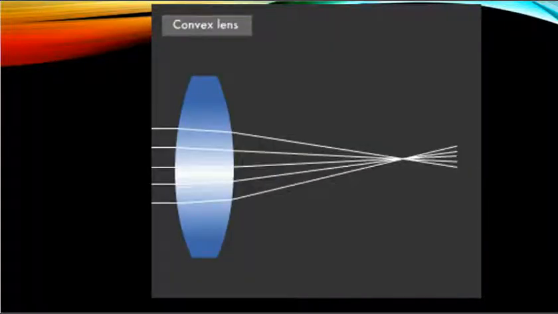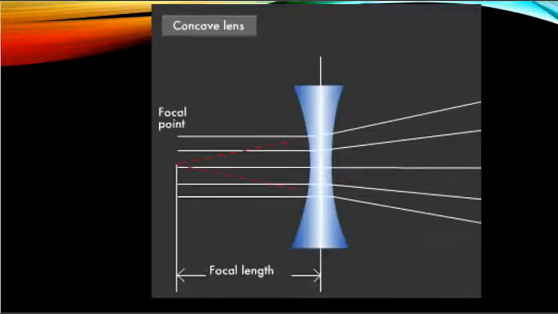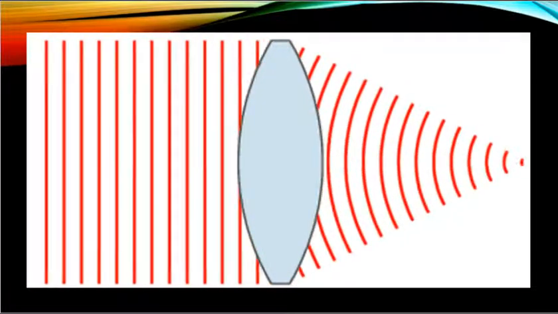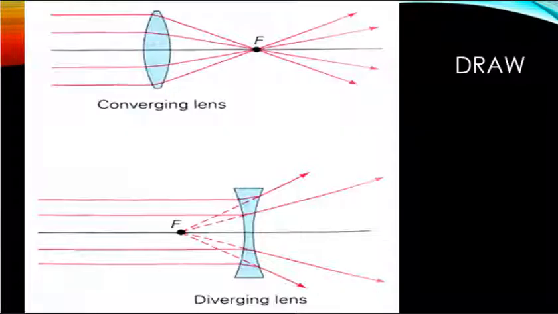A spotlight, I bet, uses a diverging light. The way I drew this, it looks like the converging lens spreads it out, doesn't it? No. A converging lens takes it from here and puts it down to a pinpoint. I drew it wrong. Like this, converging, takes it to a pinpoint. Diverging spreads it out. What are the second rays at the top?